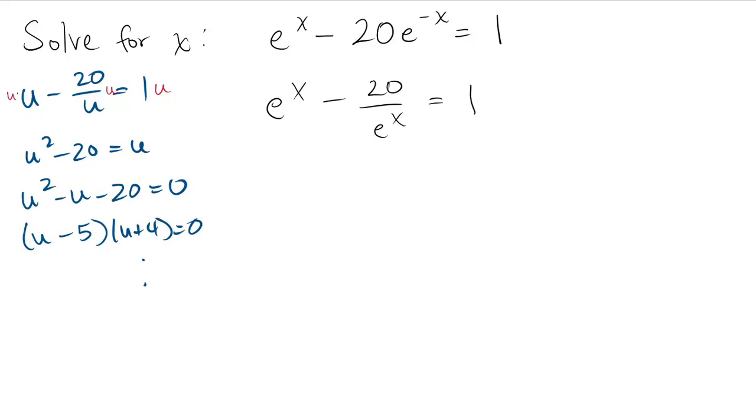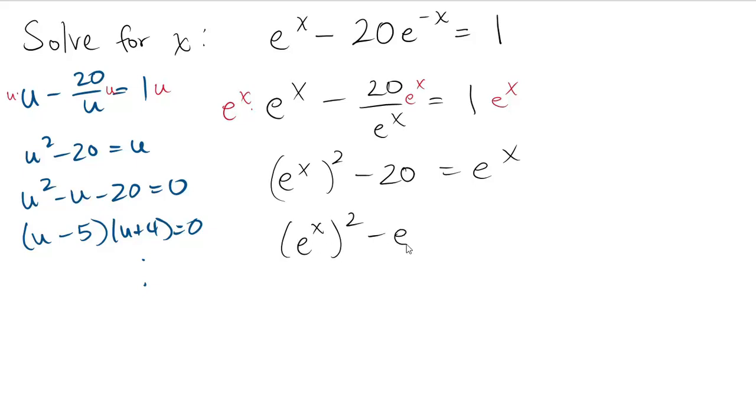I'm going to do the exact same thing here, but the role of u is played by e to the x in our equation. So I'm going to multiply everything by e to the x, and I get e to the x squared. That's also e to the 2x, but thinking of our last problem, it's probably better to think of this as e to the x squared minus 20 equals e to the x. Then we get 0 on one side, so we have e to the x squared minus e to the x minus 20 equals 0. And now we can factor this using our u example as a model. This is e to the x minus 5 times e to the x plus 4.